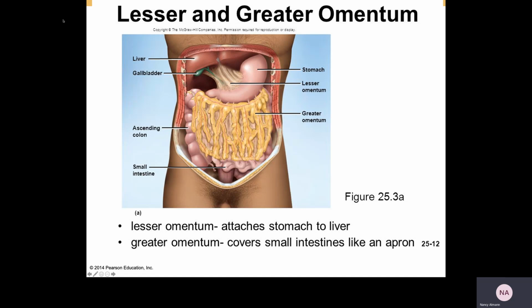You can see the lesser omentum more superiorly, which is going to be in between the stomach and the liver. And the greater omentum is going to be a bigger structure, hence the term greater. And again, that is going to contain blood vessels, lymph vessels, nerves, and lymph nodes. There you have it.